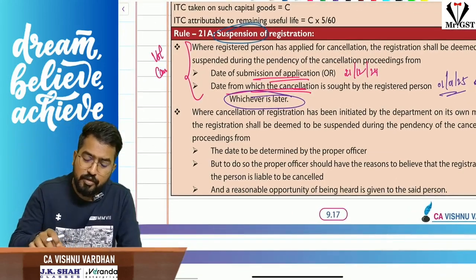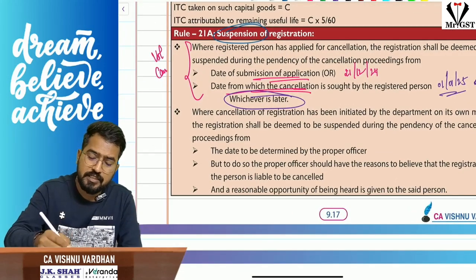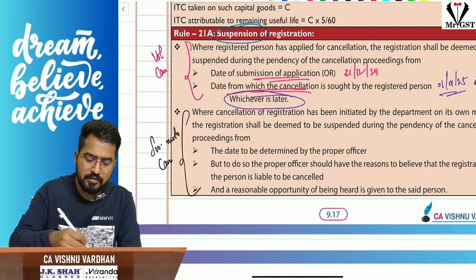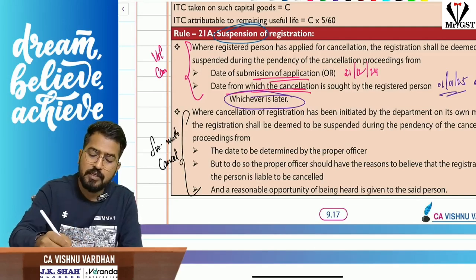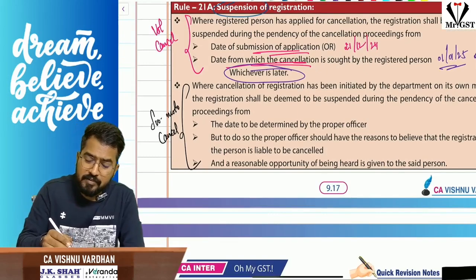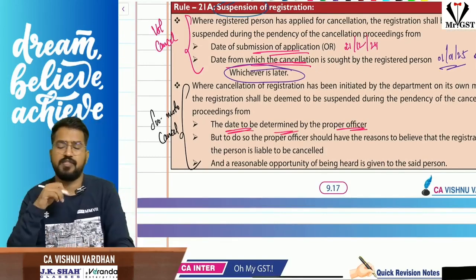But if your registration is being cancelled on a suo motu basis, suo motu cancellation, in that case the registration shall be cancelled from the date which has to be determined by the proper officer.